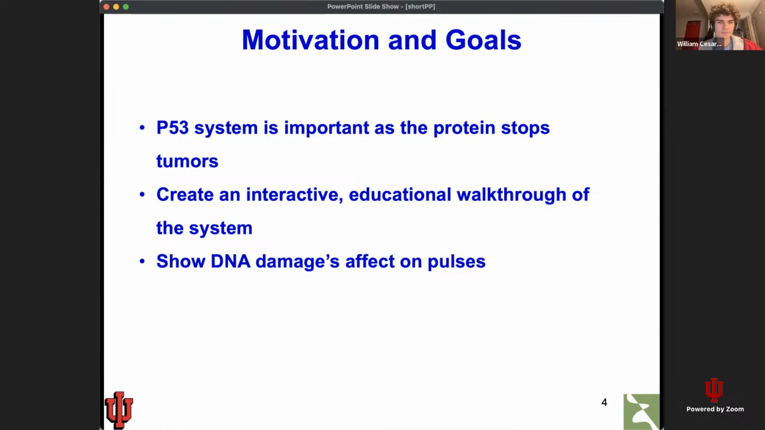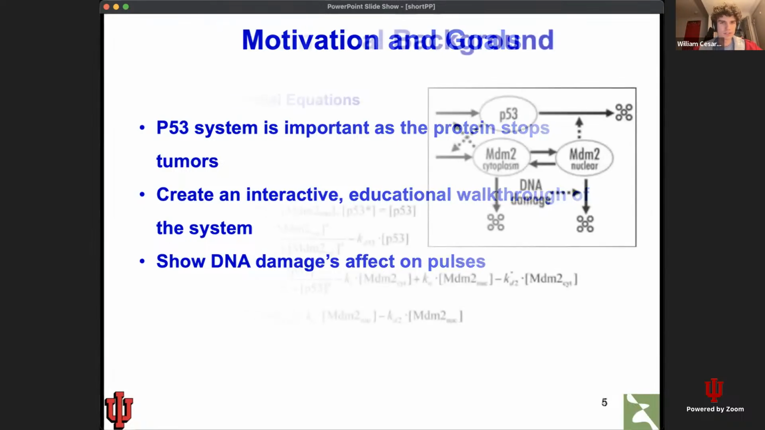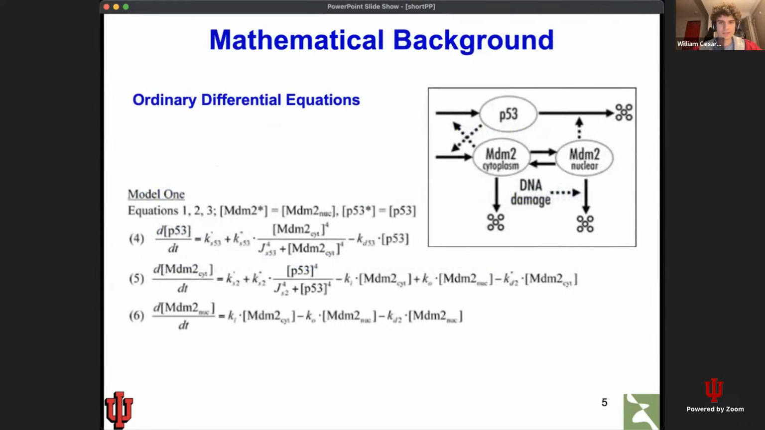So I wanted to create an interactive walkthrough of the system, try to make it not boring, and I wanted to maybe draw conclusions that the paper did not make clear. So I wanted to show very clearly DNA damage's effect on pulses. So I'm going to get into the math.